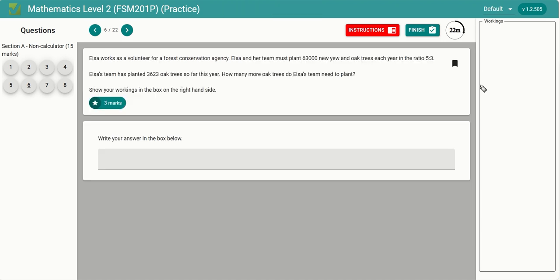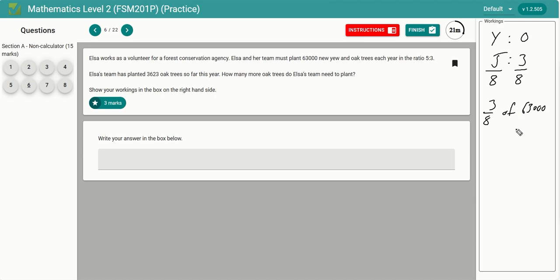Okay, question number 6. Quite a challenging question without a calculator, but we know that the ratio is 5 to 3, and the ratio 5 to 3 is u to oak. So the fraction that is u is 5/8, and the fraction that is oak is 3/8. Well, where does the eighths come from? 5 plus 3 is 8. Okay, so what we want to do is work out 3/8 of 63,000.